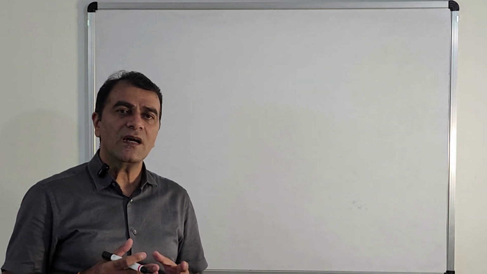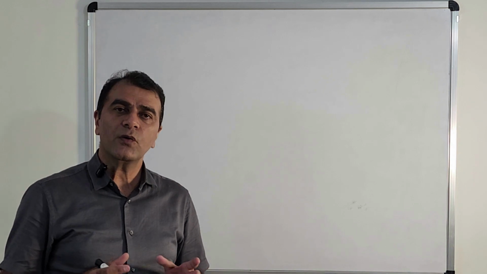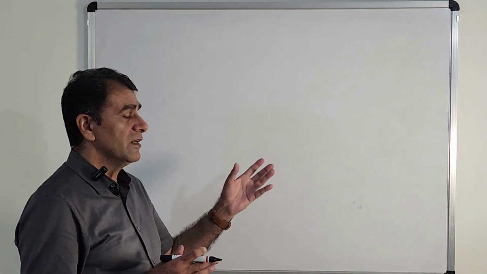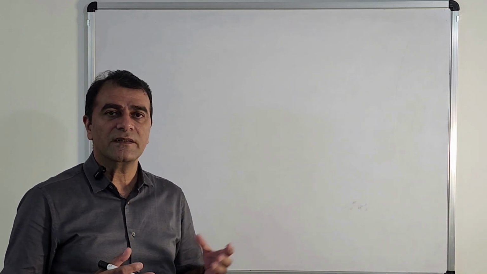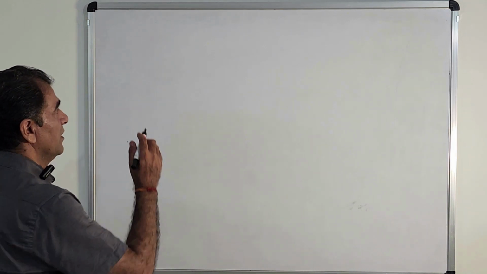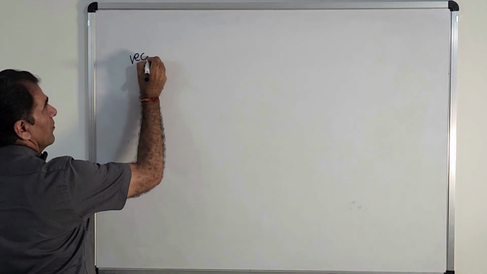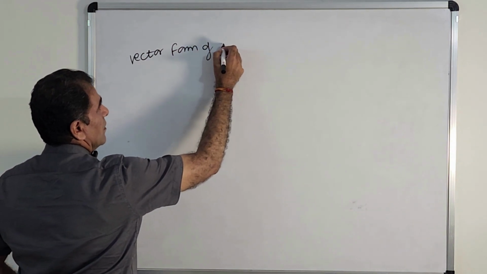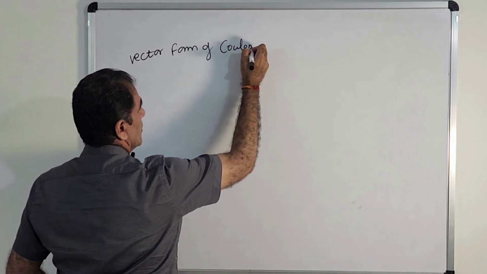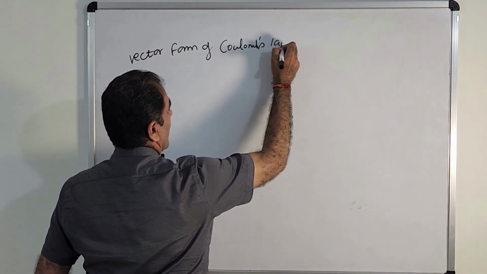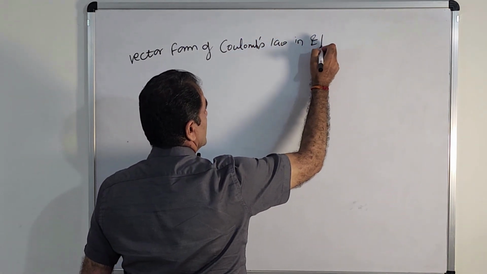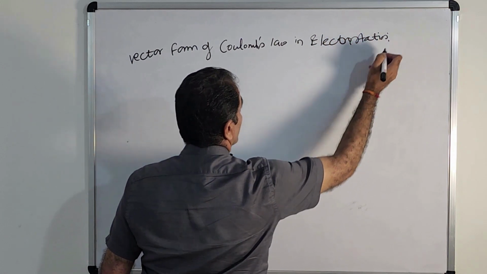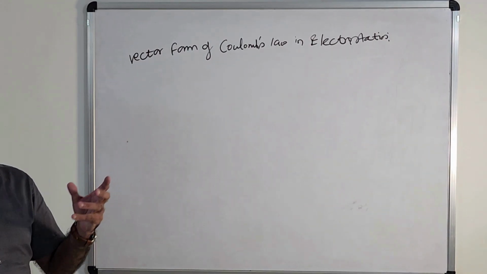What is a vector? You have already studied it in 11th class. And don't worry if you don't know anything about vectors, I will tell you wherever it is necessary so that you can understand this topic. Right, so today's topic is the vector form of Coulomb's law in electrostatics. What is Coulomb's law in vector form?